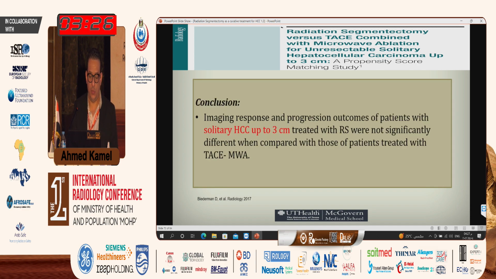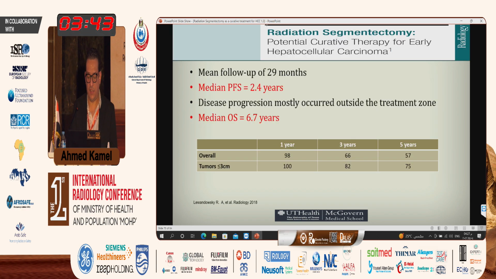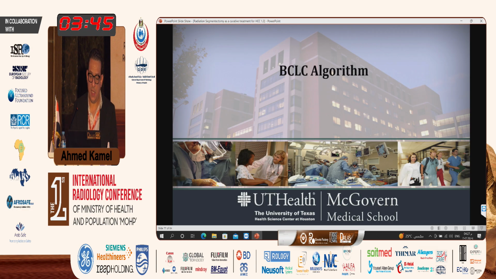So this study concluded that imaging response and progression outcomes of patients with solitary HCC less than 3 centimeters in diameter that are treated with radiation segmentectomy are not significantly different from those treated with TACE and microwave ablation. This is another study, again showing the efficacy, but I'm going to skip it in the interest of time.